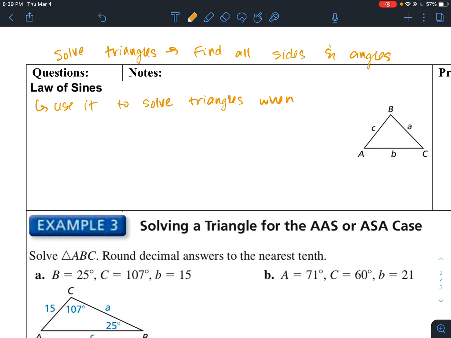when two angles and the length of any side are known. So that means whenever you know angle, angle, side, or angle, side, angle.